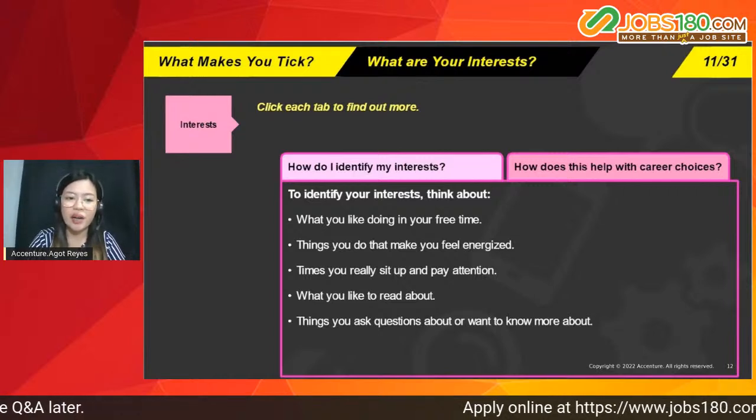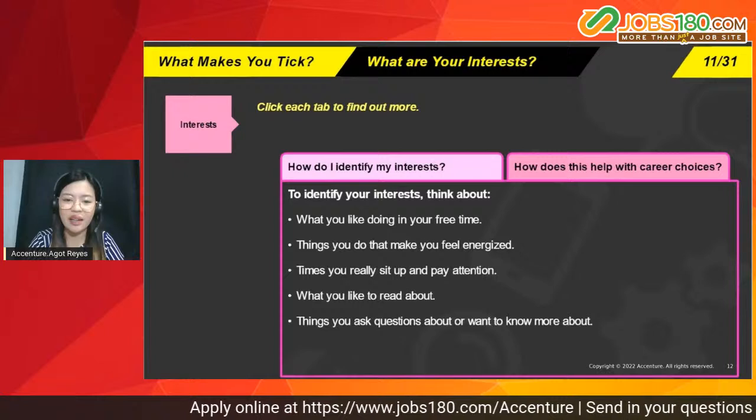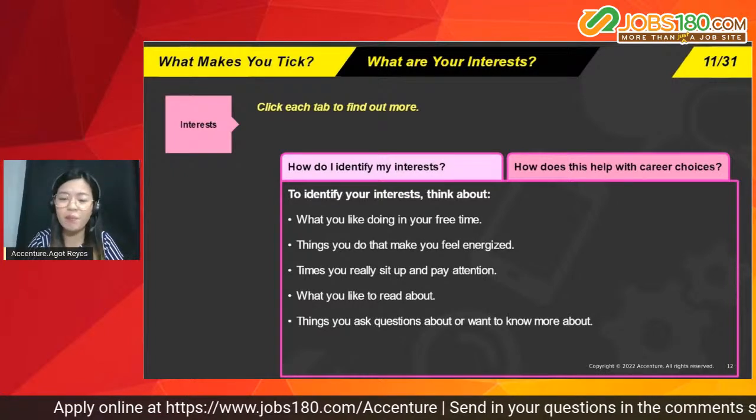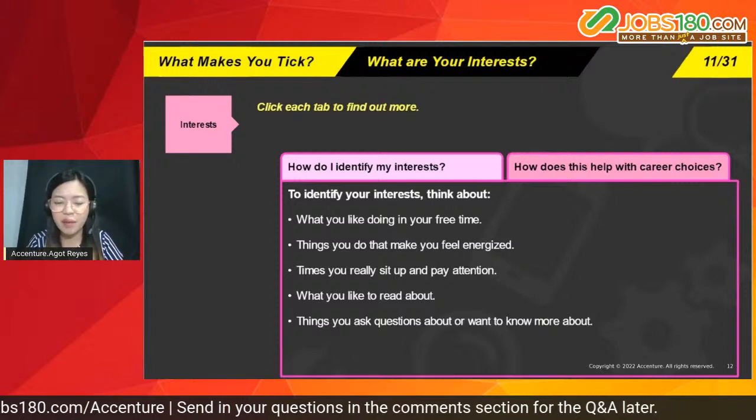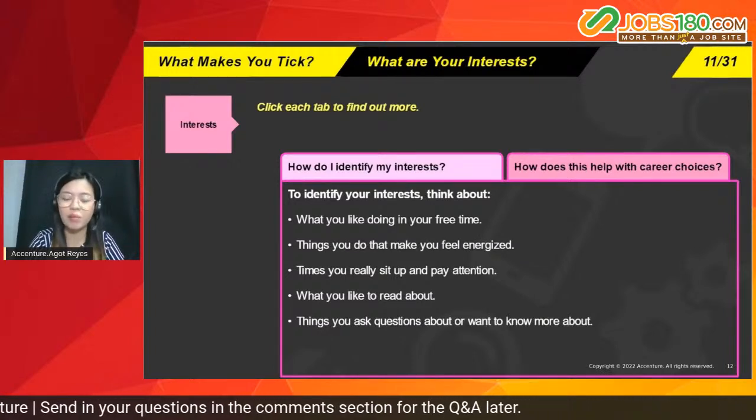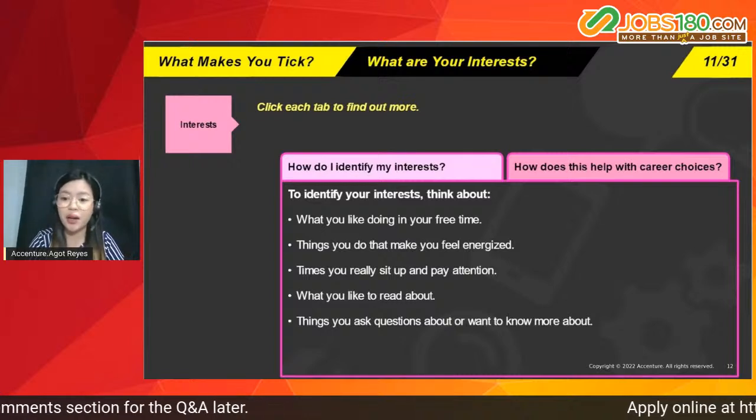So even before, when I was in college, I really decided to go into psychology because I like listening to people, I like talking to them, I like giving counseling, mga ganyan. So it's going to help me in the future if you again take up a course that is aligned with your interest.